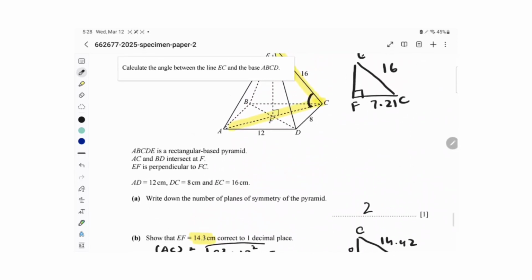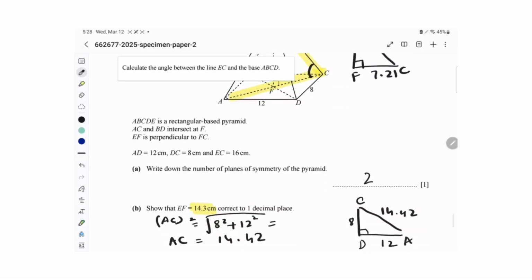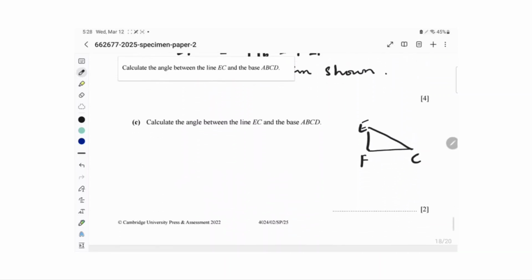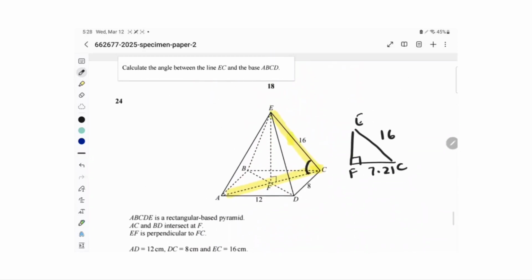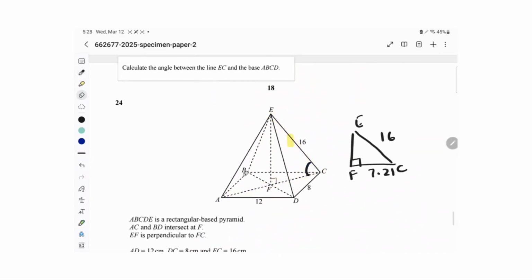In triangle EFC you have 7.21 and 16 and 90 degrees, and 14.3 is EF as well, which we have already found. All the sides are there, so you can apply a ratio to find the angle. Look at this triangle, we are just taking this one. This is 14.3, also you can take 7.21.